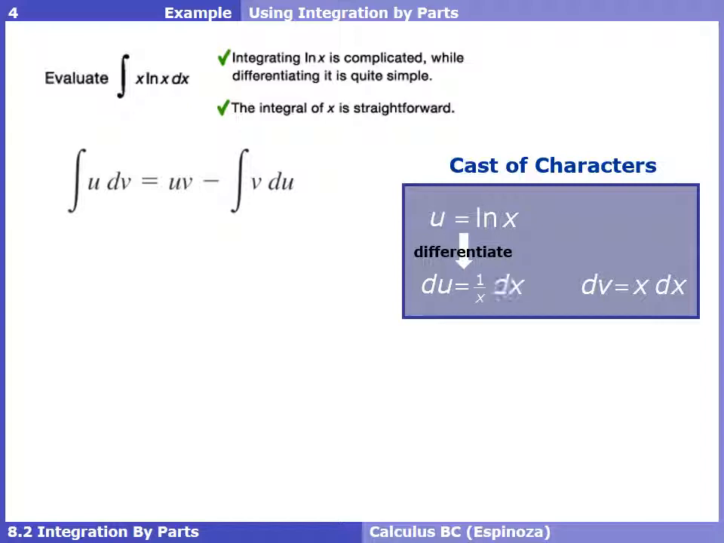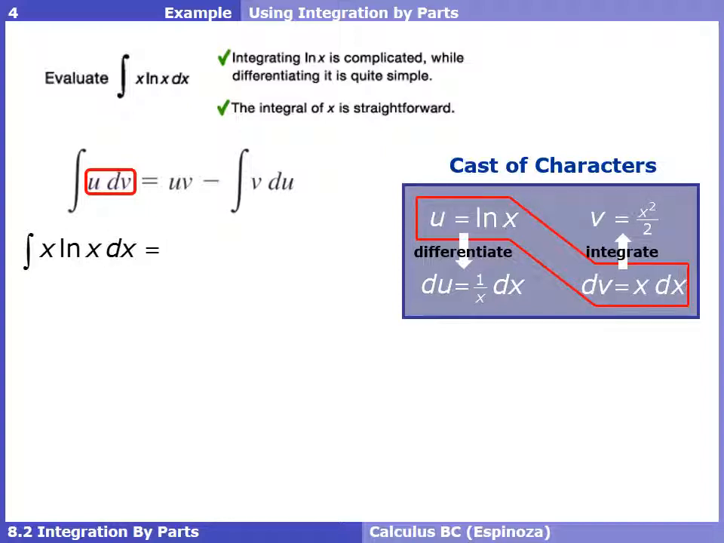We can go ahead and fill in our cast of characters now. The derivative of u is of course 1 over x dx. The integral of dv, which is just x, would be 1/2 x squared, or I'm going to write that as x squared over 2. Once we have all that, we're ready to take all of this information and plug it into the formula. This red diagonal here is the u dv, so we're going to take that and plug it in, and again we should get our original problem on the left side of this formula. So we definitely got our original problem, so that definitely worked out. Next we need to do u times v.